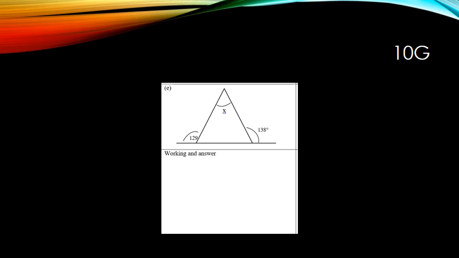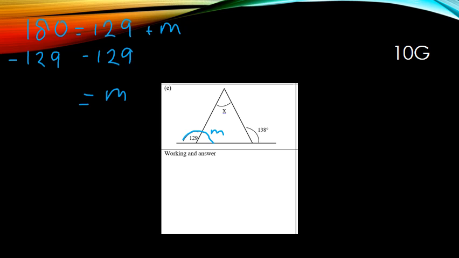Okay, so this question is similar to a question before, where we use exterior angles of a triangle to find out the interior angle. So let's start with what we know. We can see here that we have a straight line, and straight lines add up to 180 degrees. So we have 180 equals 129 plus, and let's label this side M. Now we rearrange like normal, subtract 129 from both sides, and we are left with M equals, well, 180 minus 129 is 51 degrees.